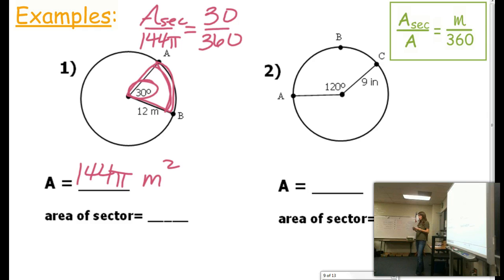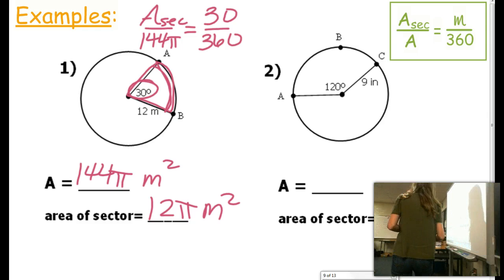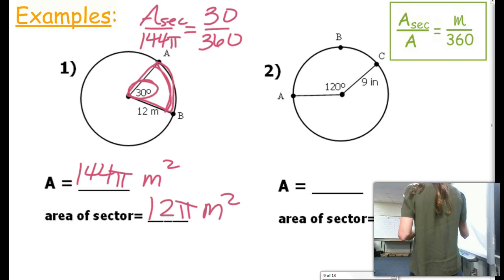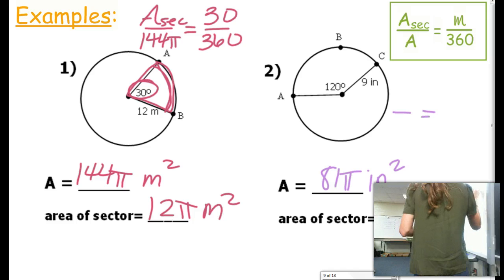144 times 30 divided by 360. John, when you're ready. 12 pi. Thank you for saying pi. Meters squared. Number 2. Shelby, area of that circle. Pi inches squared. Blank equals blank.